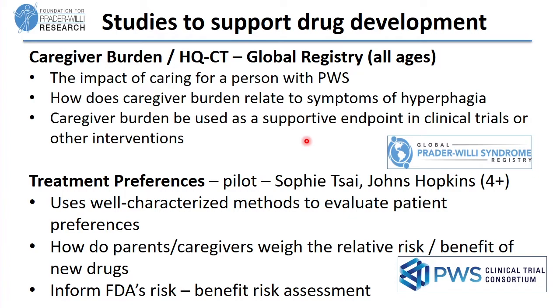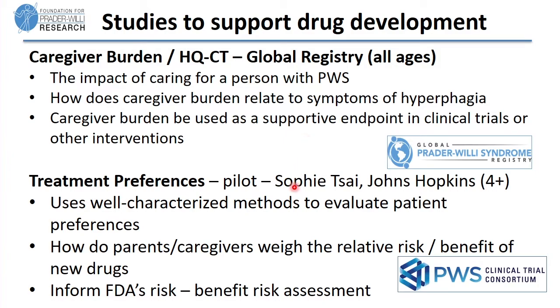So that is going to be a survey that is going to go through the global registry. We're going to link it to a measure of hyperphagia to see how much that impacts the caregiver burden. And we're going to ask you to do that at 2 different time points. And the idea is to get a baseline on everybody who is or is not in clinical trials so that we have sort of that natural history of what the population looks like. So that's going to come out in about a month, and we'll ask you to complete that.